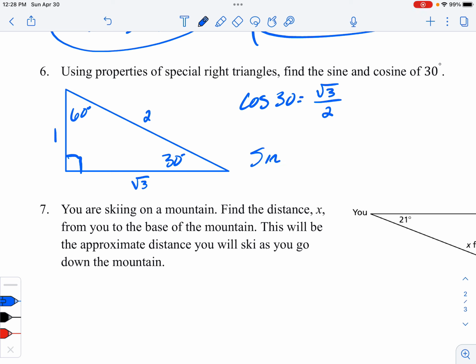Sine of 30 is opposite over hypotenuse, so opposite would be 1, hypotenuse is 2. The sine of 30 is 1 over 2, or 1/2. That's it. If you end up with a radical in the denominator, you will need to simplify a little bit, but otherwise, you're good to go. That's it.